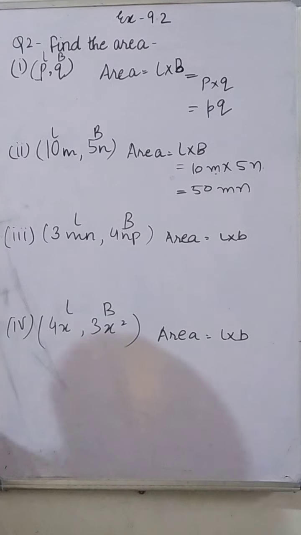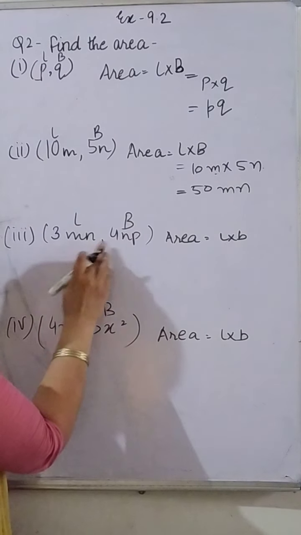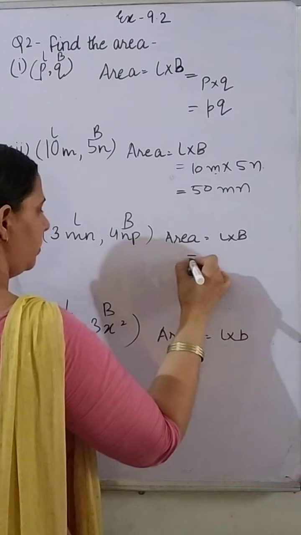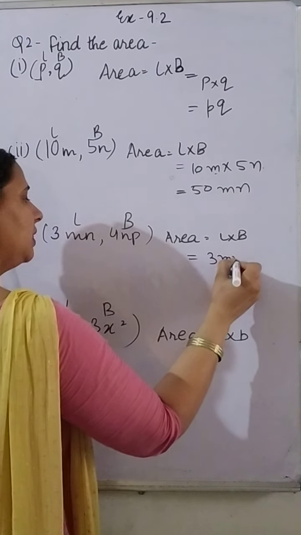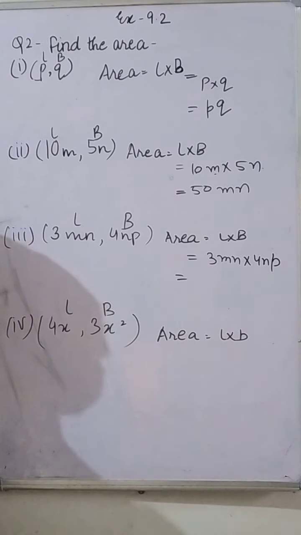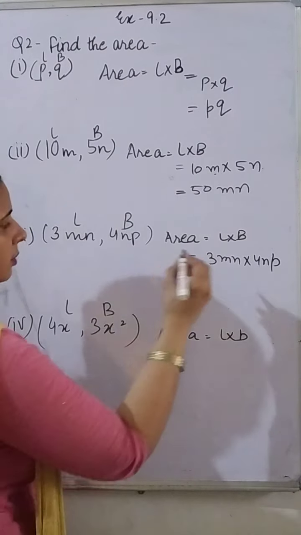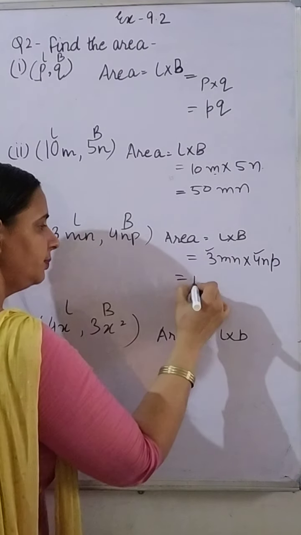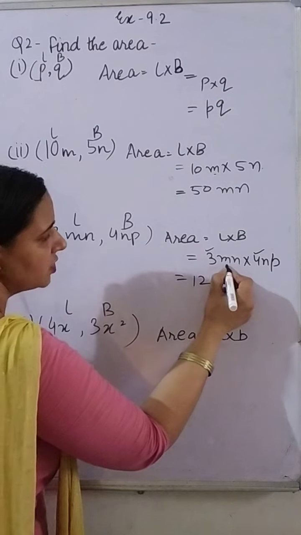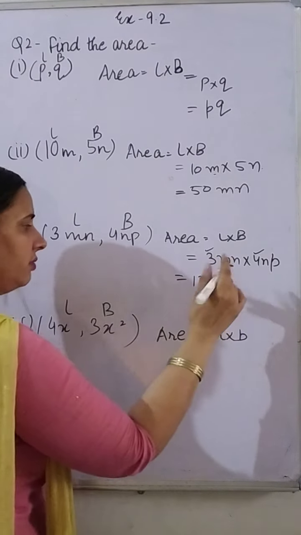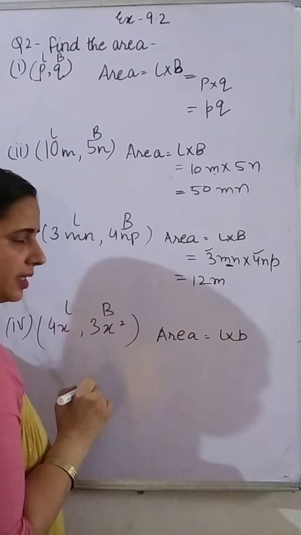Here next, 3mn and 4np. So area is length into breadth. Length is 3mn and breadth is 4np. Multiply numerical factors. 3 4s are 12. Now see m. But in the second monomial m is not given, so write this m as it is.